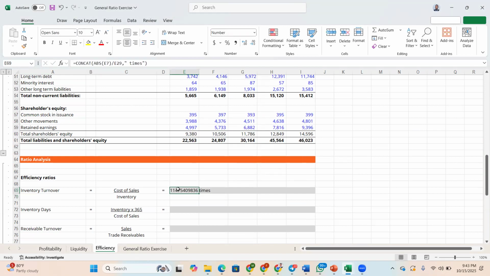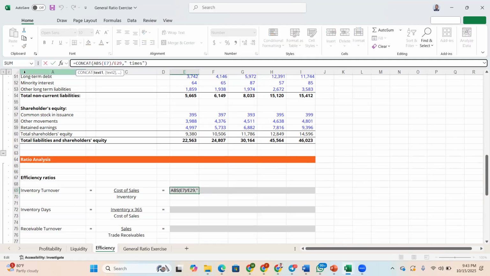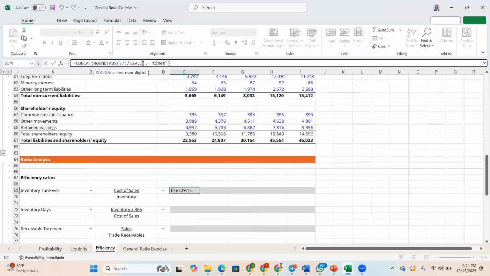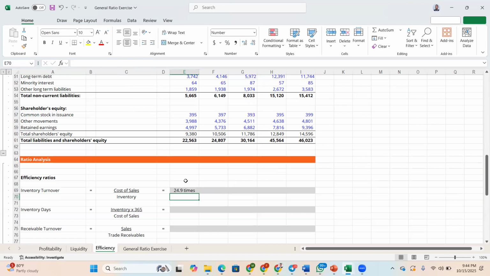Okay, I need to round this. I'll round this to 2 digits. Yes, 24.8. Okay, let me round it to just 1 digit. One decimal place. 24.9 times. Good.